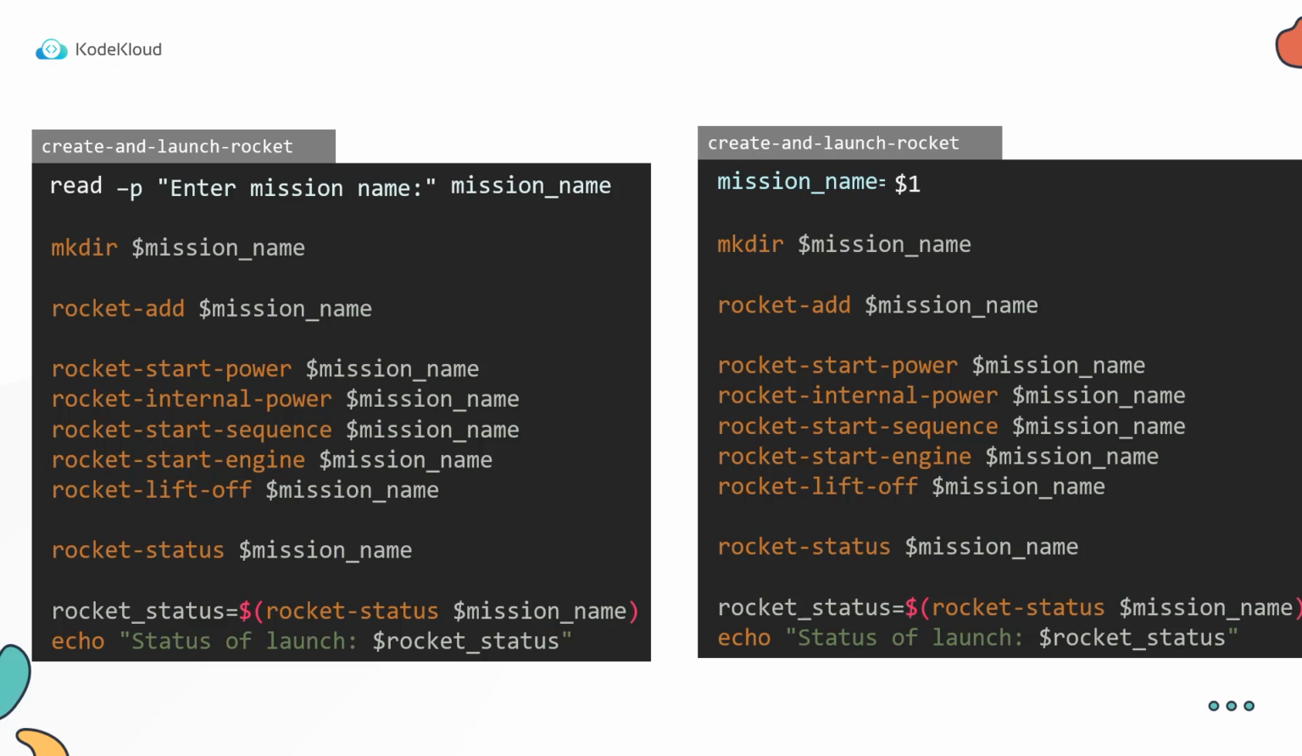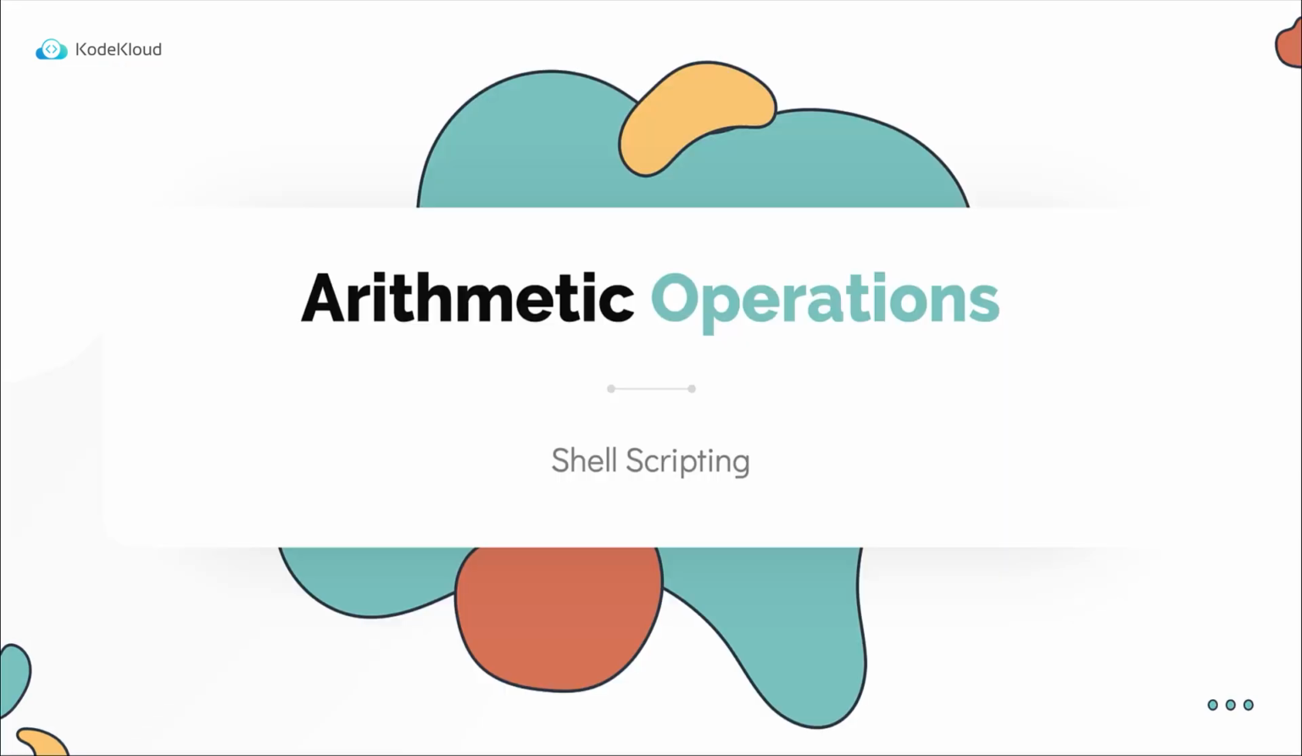Or a third option is to have both. First, check if the mission name is available as a command line argument. If so, use that. If not, prompt the user for a mission name. But how do you configure your script to behave in two different ways based on the inputs? Well, that's what we will discuss in the upcoming lectures when we discuss control statements and conditional statements. Let us now look at arithmetic operations in shell scripts.